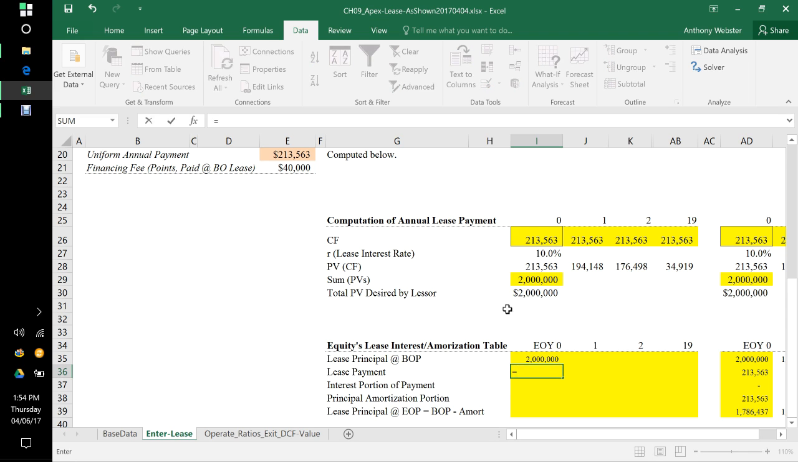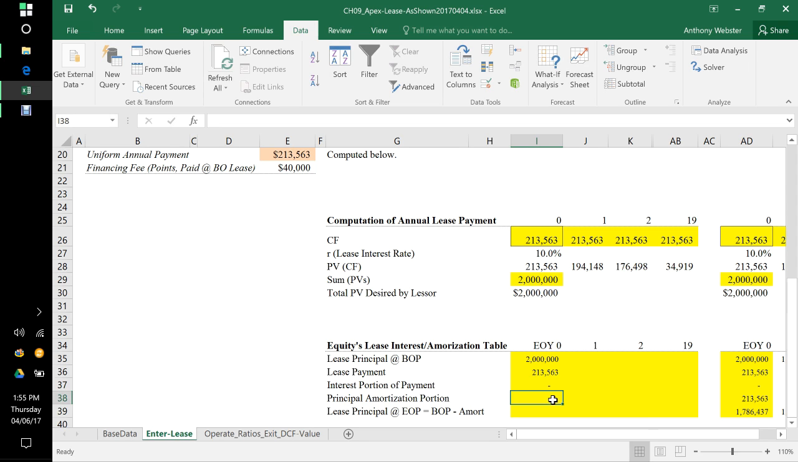So now I want to say equal to, I want to point up to either I-26 or E20. I'll point to E20, and that's going to be constant, so I'm going to lock that down with dollar signs. The interest portion of the payment: how much time has elapsed for the principal to accrue interest? 0. Okay, so that means no interest. The amortization portion of this payment is therefore the whole thing.